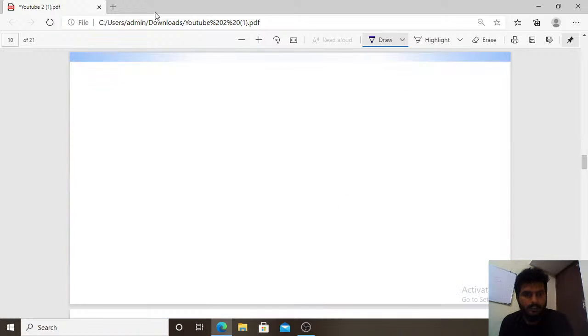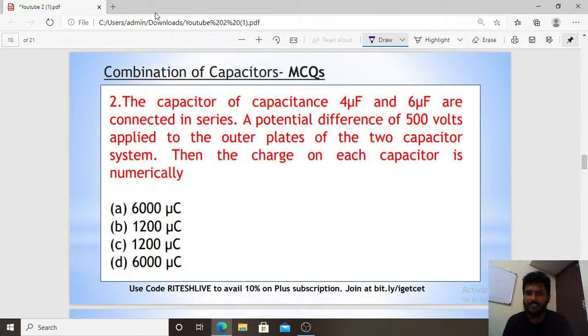Next, capacitors of capacitance 4 microfarad and 6 microfarad are connected in series. A potential difference of 500 volts is applied to the outer plates of the two capacitor system. Then the charge on each capacitor is what?